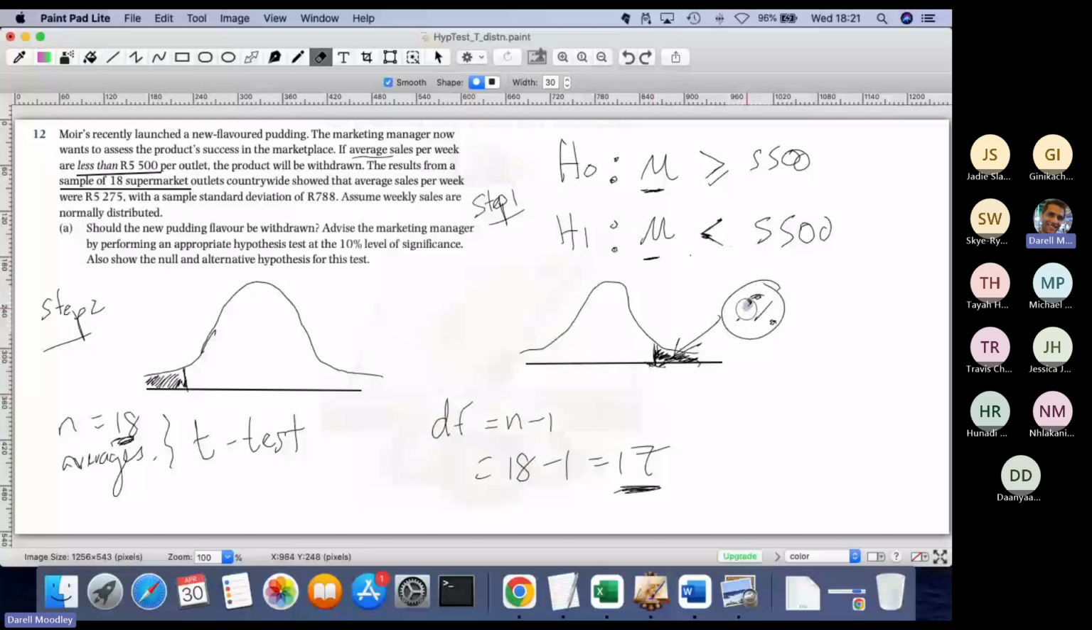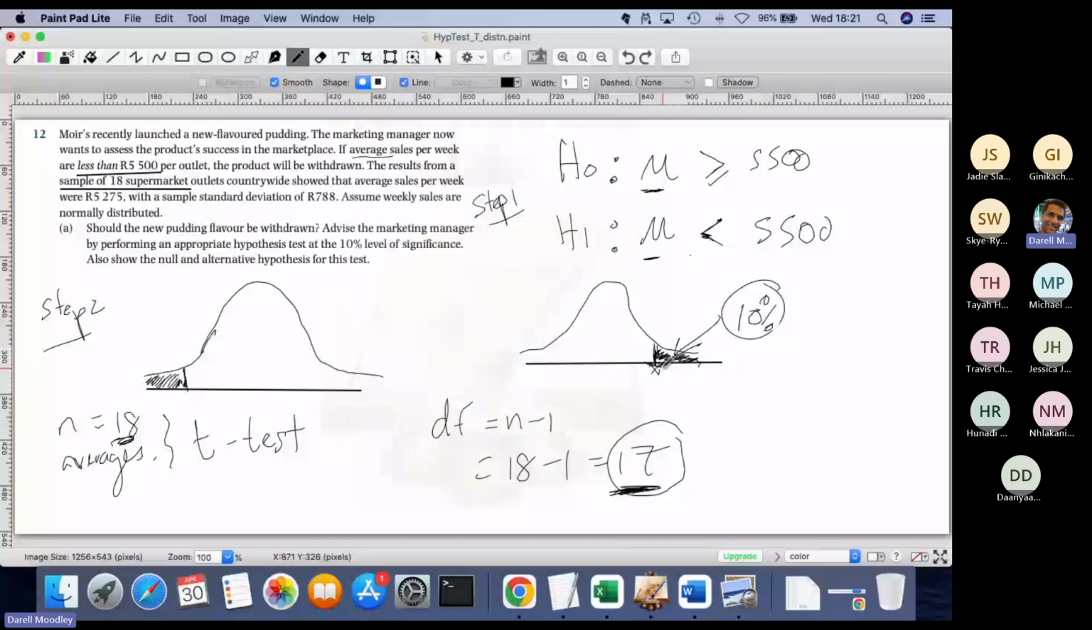Let's say now, instead of 5%, the area size is 10%. Your degrees of freedom is not going to change because your sample size is still 18, so your degrees of freedom is 17. In this case, what is this value here when the area is 10%?